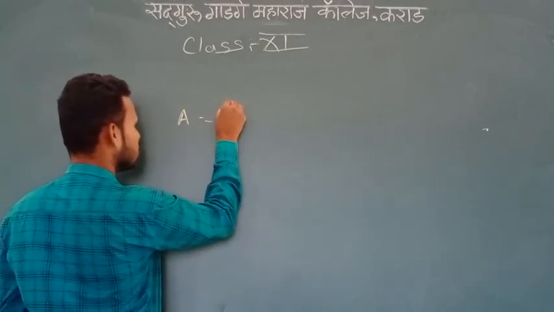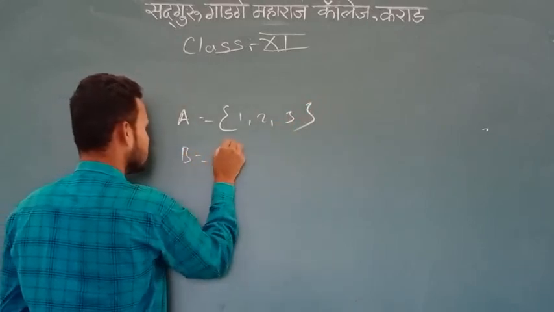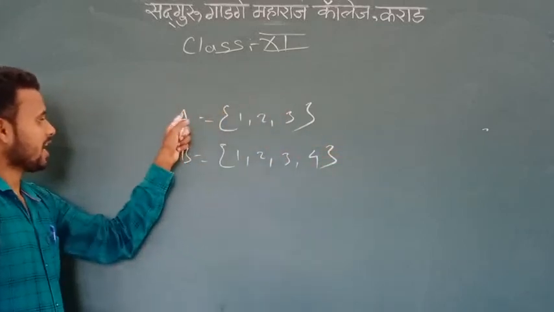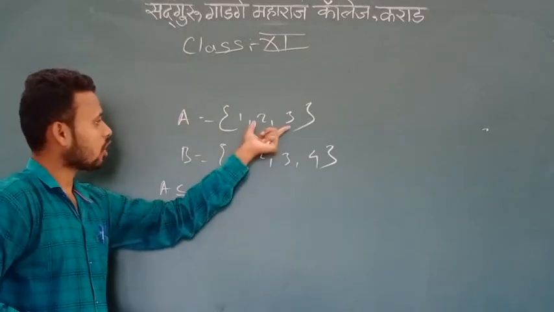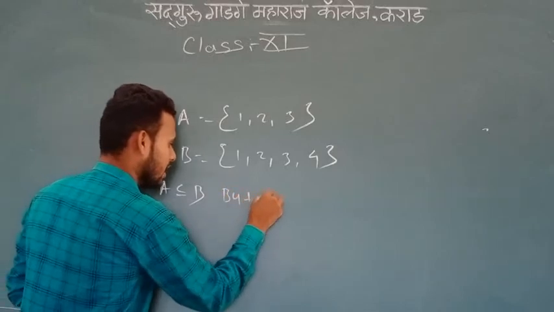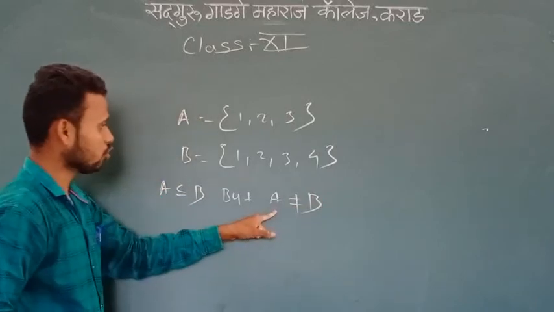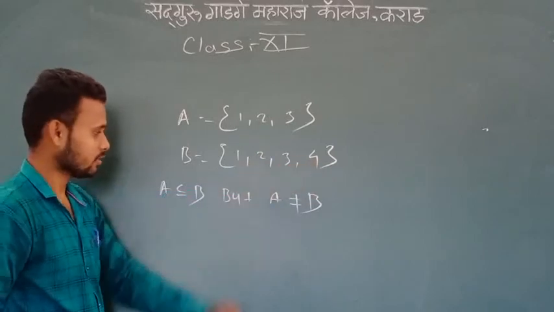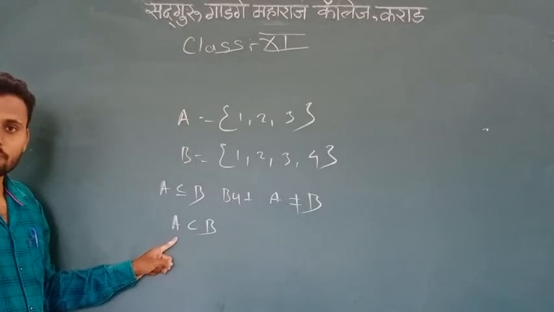Suppose I take another example: A equal to the set containing 1, 2, 3 and B equal to the set containing elements 1, 2, 3, 4. Here A is a subset of B, because every element of A is also an element of B. But A is not equal to B, because there is at least one element in B which is not in A, meaning B is bigger, so they are not the same. Therefore we also say that A is a proper subset of B.